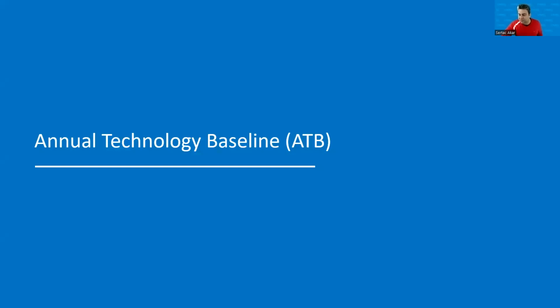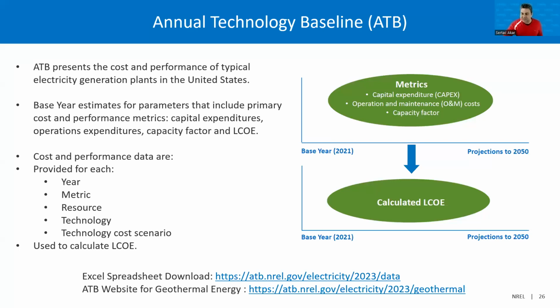So the last thing I want to mention about the tools is the Annual Technology Baseline. This is slightly different than the other tools. This is not a project level techno-economic analysis. This is like a technology level techno-economic analysis. So this is a web tool. You can create graphics and download the Excel spreadsheet and just change your numbers and try to create your own curves.